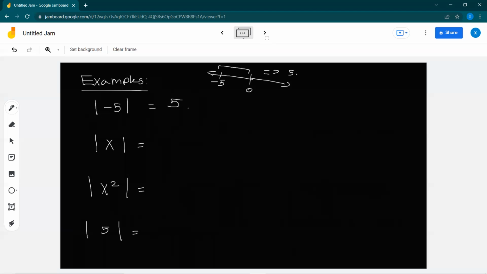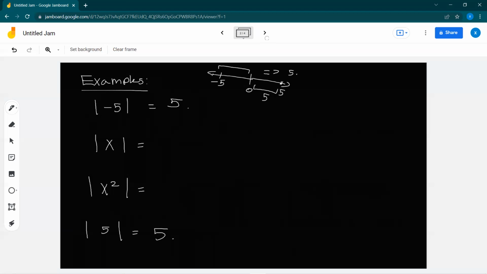Similarly, if we look at the one on the bottom here, we're taking the absolute value of 5. What's the distance between 5 and 0? Well, we can plot 5 up at the top here, and if we look at that distance, we can see it's also 5. So this is also 5. The absolute value of a negative or positive number that is otherwise the same will remain the same. So that's the key thing to know.